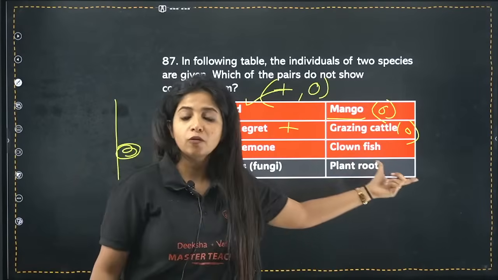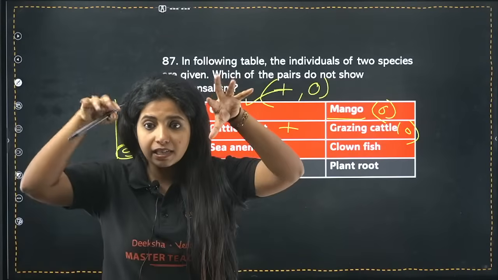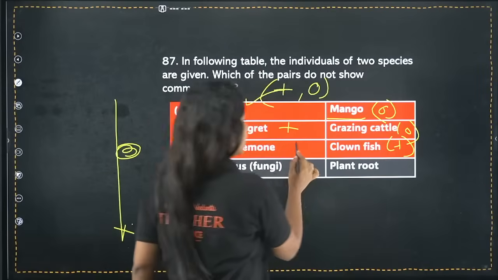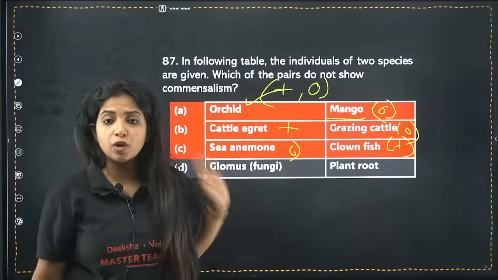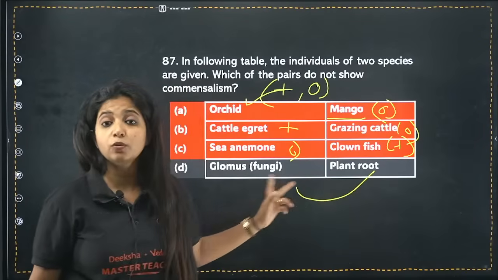Now sea anemone and the clownfish. Sea anemones have tentacles, and in between that the clownfish remains. So the clownfish is going to get benefit. What about the sea anemone? It's neither getting harmed nor benefited. So this is also an example. Now glomus fungi and the plant root, this is an example of mutualism. Both of them are going to help each other.